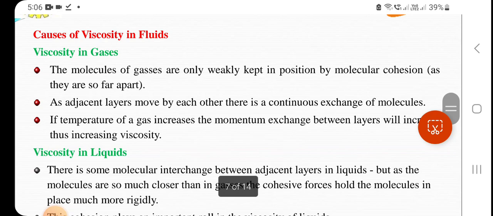So what are the different causes of viscosity in fluids? Viscosity in gases.